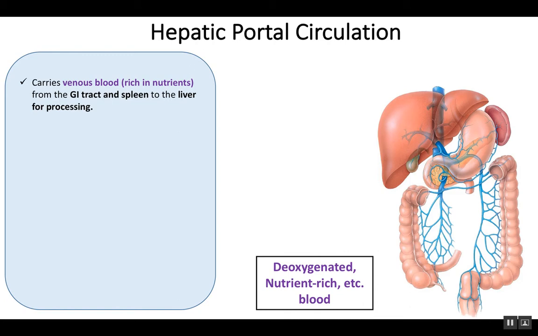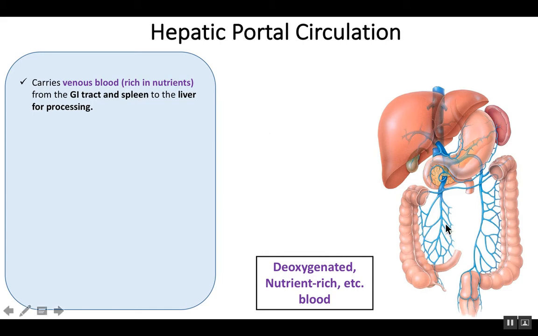So instead of draining this venous blood rich in nutrients back to the heart, like all other veins do, there's a detour through the liver. And this detour is known as the hepatic portal circulation.